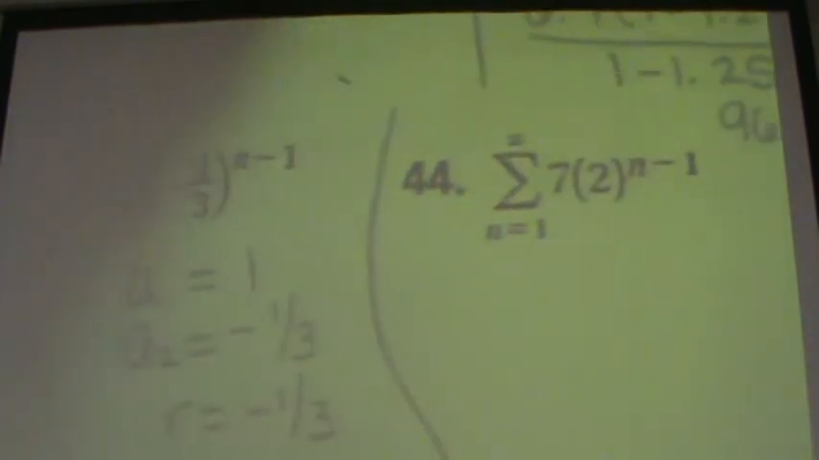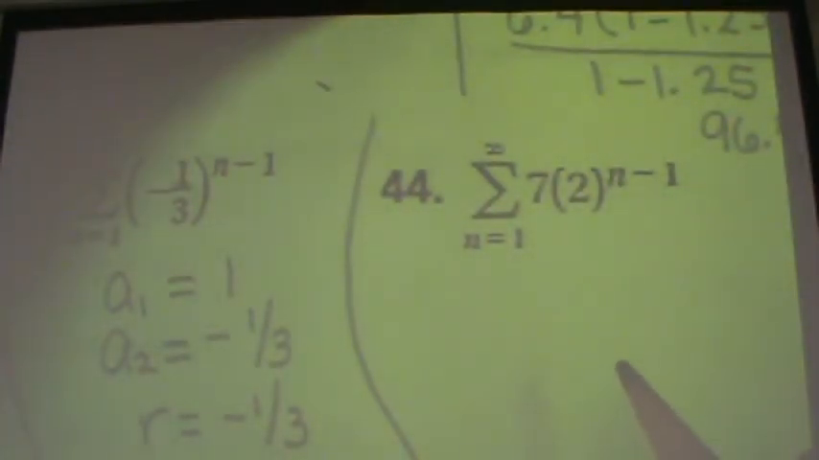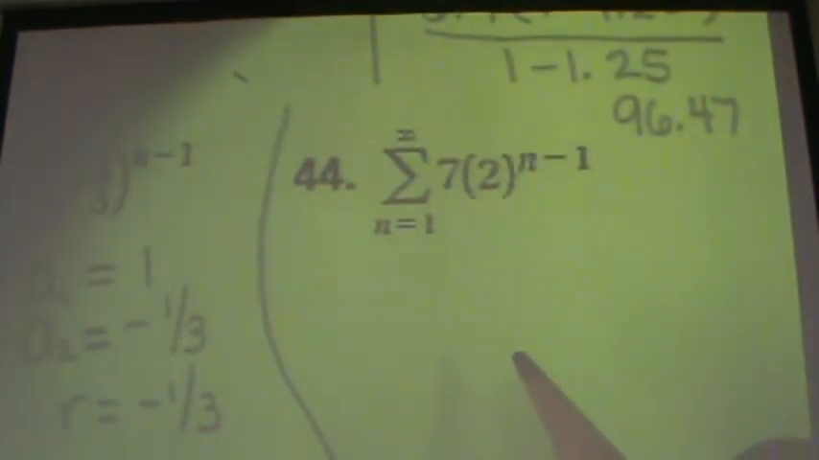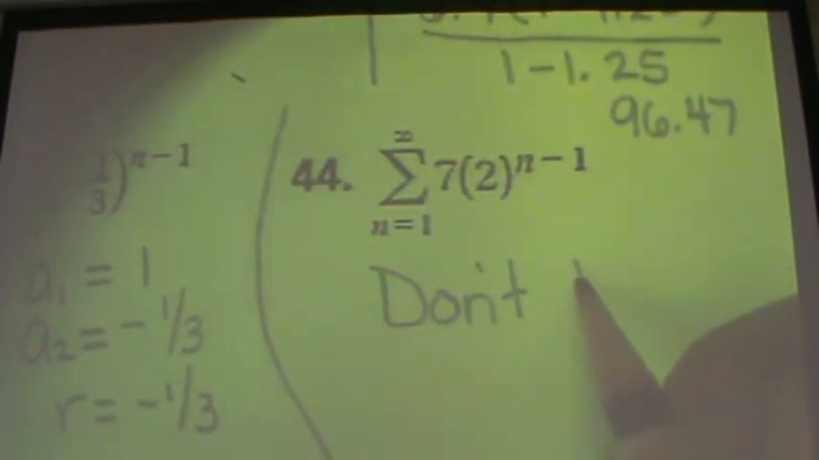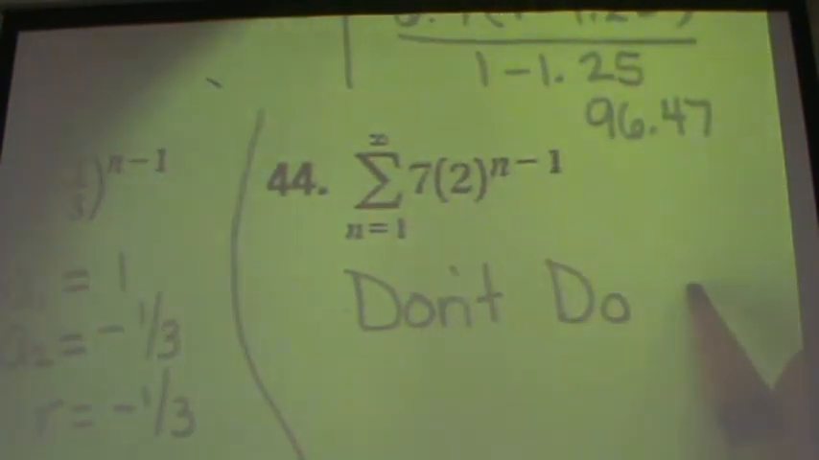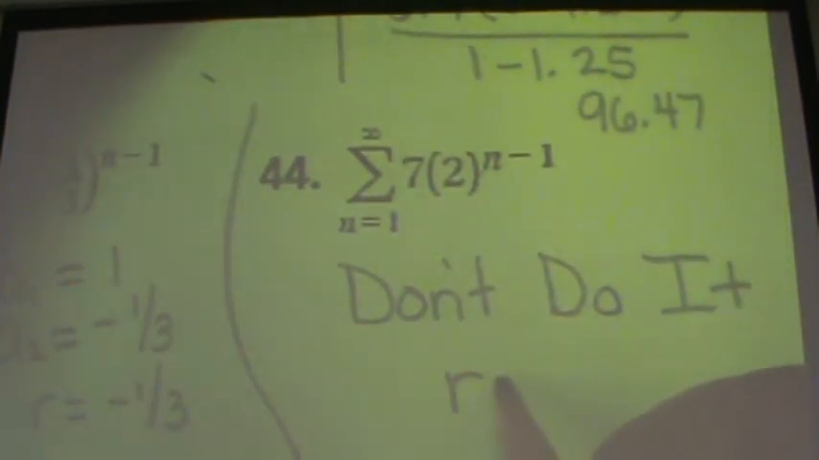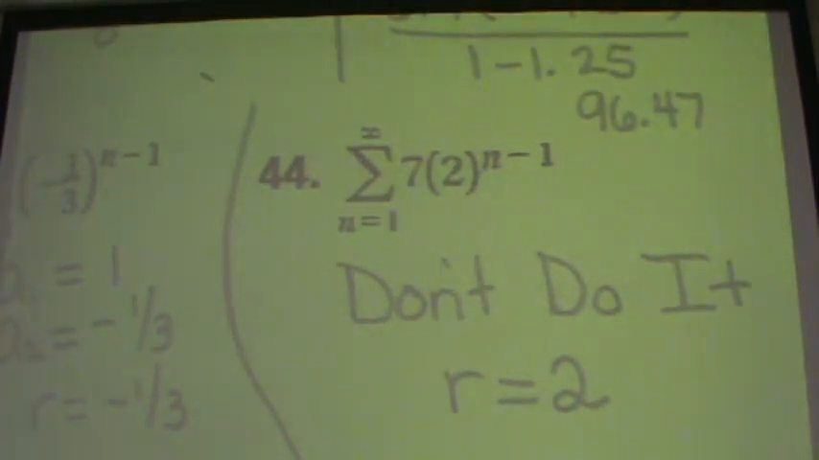Now, number 44 is a trick question. Not really. Anyone know how to do this one? Why don't we do this one? Because R is 2. It's bigger than 1. R has to be greater than 1 or less than 1.